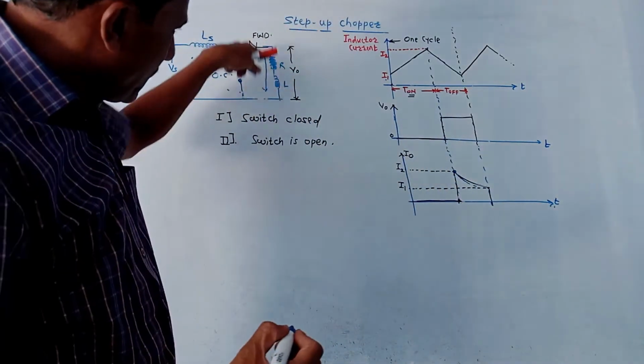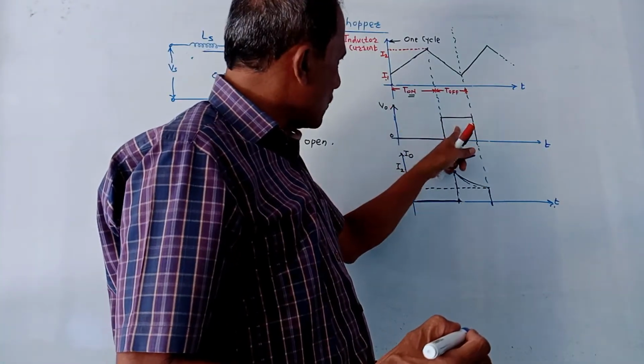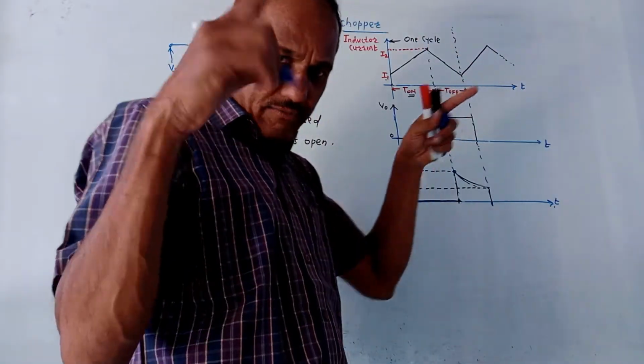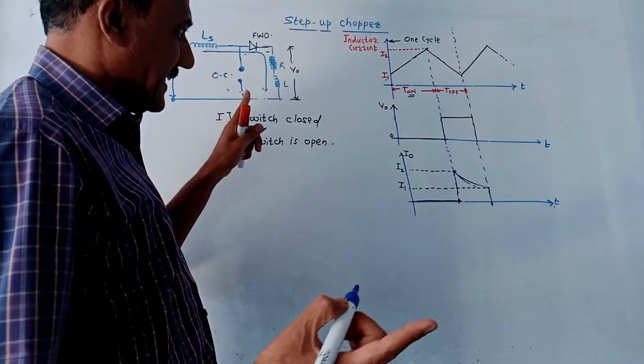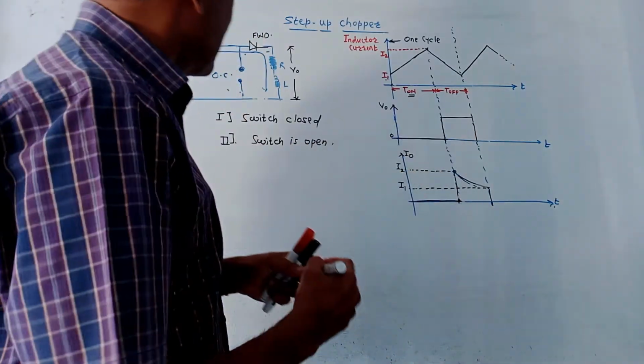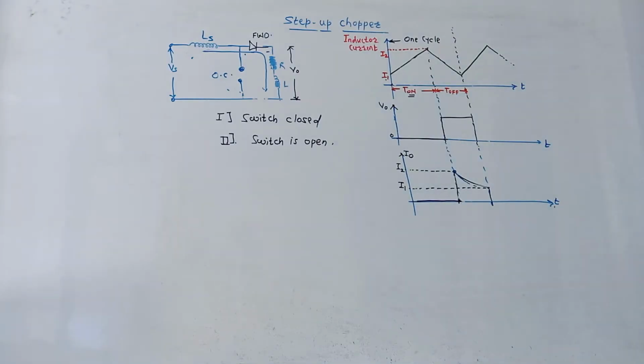Some current started flowing through RL, so you are getting some output voltage, that is V0, during T off time period. T off is the period when the switch was open circuited. So this is the corresponding waveform of voltage and current. And this is about the working of step up chopper.